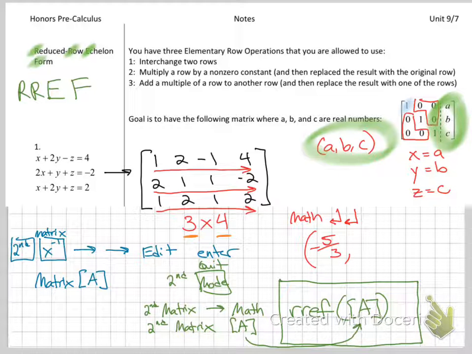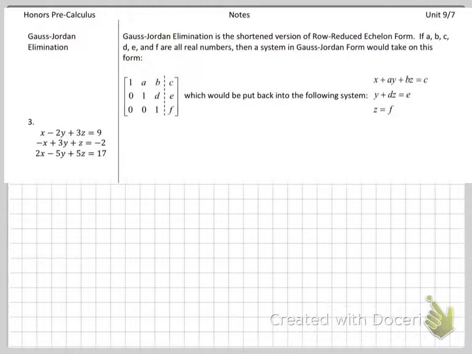-5/3, comma, 7/3, comma, -1. If these aren't the answers you got, you made a mistake when you typed it in. So go back and double check your matrix. So now you know how to solve them in a calculator, which means now you know how to check all of your work. So, last page for today.